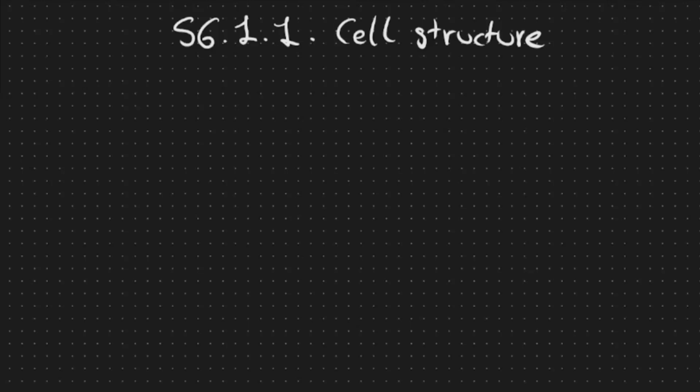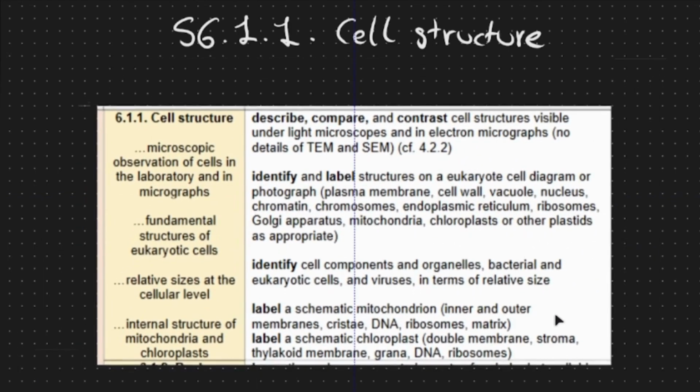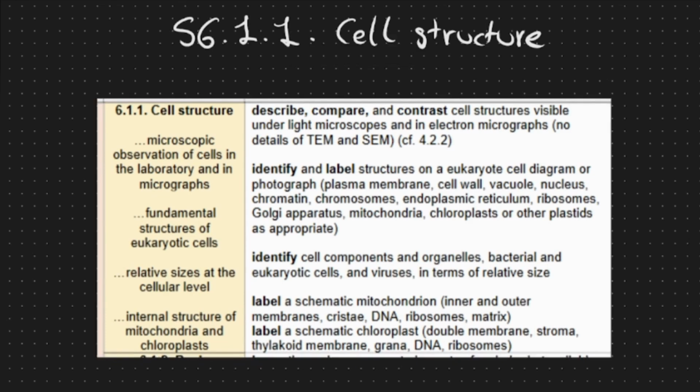In this video, I'm going to be covering 6.1.1 of the European Baccalaureate Biology syllabus, called Cell Structure. As you can see from the screenshot of the syllabus I took, we are going to be covering eukaryotic cells and organelles and how to draw and label them. We're going to compare these cells under different microscopes, and differentiate them by understanding the relative scale. At the end, I'm going to talk about labeling mitochondria and chloroplasts.